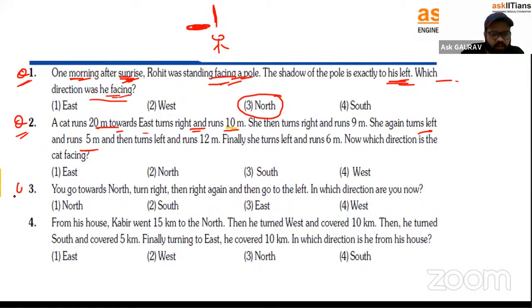Okay, do this question number 3. You go towards north. Then turns right. Again turn right. Okay. Then you go left. Left will be this direction. In which direction are you now? You are moving towards west. So the option is west. Is that clear? Question number 3. The answer will be west.